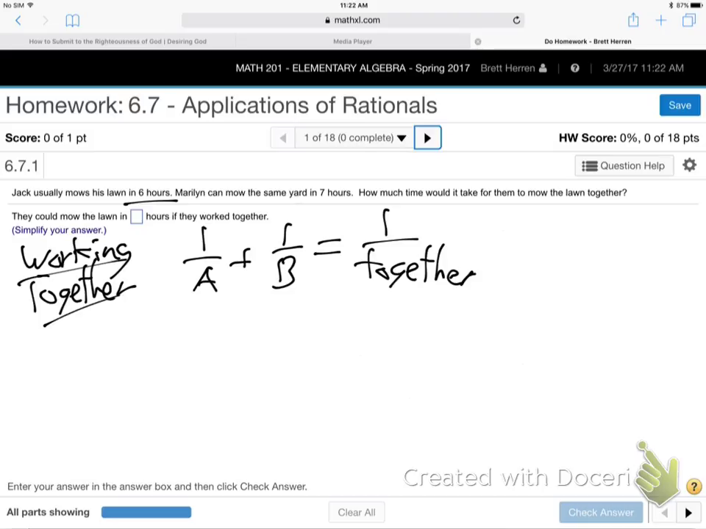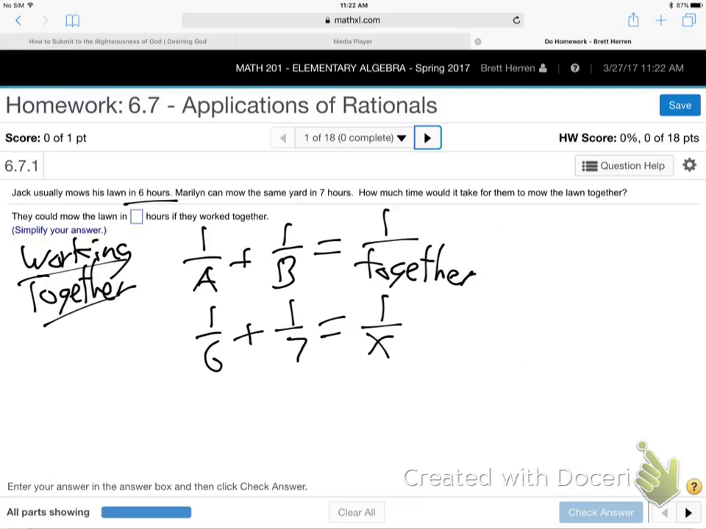All right, so here we go. So it's 1 over 6 plus 1 over 7. And the together, I don't know how long it takes them together. That's what I'm trying to find out. Just call that x. Everybody good so far? So the a and the b are the two individuals. The x is the together. There's my equation. So the words are over. I have an equation now. I just need to solve that equation and I'll have my answer.